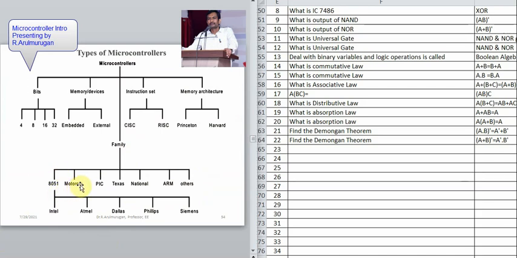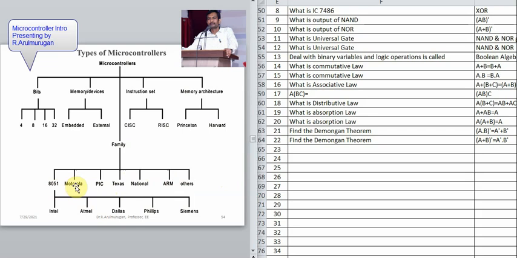PIC developed microcontrollers. Texas Instruments developed microcontrollers. National Instruments developed microcontrollers. ARM processors are developed as microcontrollers, and so many others. These are the developers, and then the versions increase.